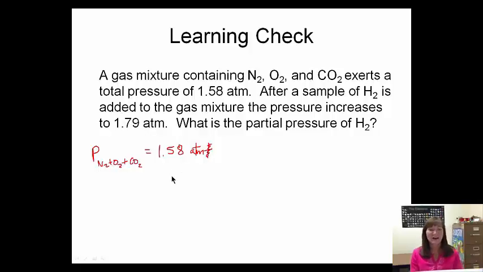After a sample of hydrogen is added to this mixture, so I start off with a mixture of just nitrogen, oxygen, and carbon dioxide, and then I'm going to add some hydrogen to it, and it tells me that the pressure is going to increase to 1.79 ATM. And the question is asking what is the pressure of the helium. So this is the pressure of the nitrogen, oxygen, and carbon dioxide and, sorry, hydrogen. I'm going to have to start this one over. I totally messed this one up. So I'm going to go back.